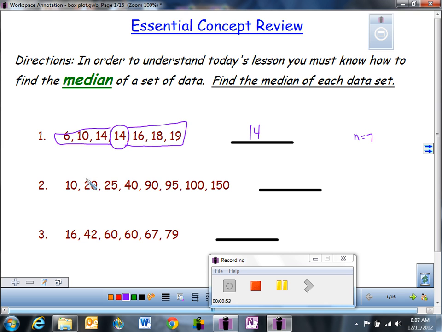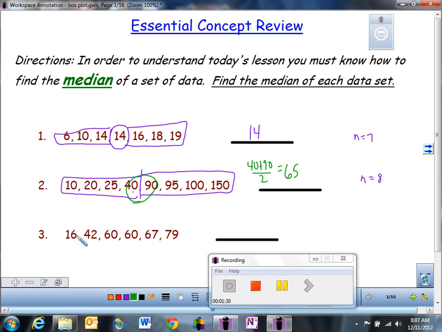Number 2, 1, 2, 3, 4, 5, 6, 7, 8 numbers. So the middle of 8 is 4. So count from the front, 1, 2, 3, 4. From the back, 1, 2, 3, 4. So the middle is going to be between 40 and 90. So again, draw your belt. So we have to do some calculating. We have to figure out what is the average of 40 and 90. So we're doing 40 plus 90 divided by 2, and you get 65.